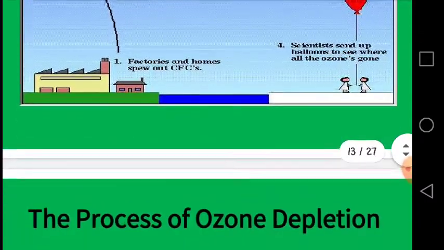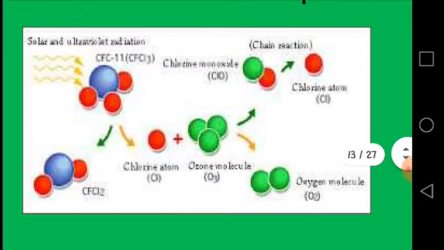For further illustration, we can see this diagrammatic representation. You can see the chlorofluorocarbon is broken down with the help of solar radiation and light, and then this chlorofluorocarbon releases a chlorine atom. This chlorine atom has a tendency to attack the ozone molecule, combine with one of the atoms of the ozone and form chlorine monoxide, releasing the O2. This is how the O3 ozone is going to be depleted in the atmosphere.